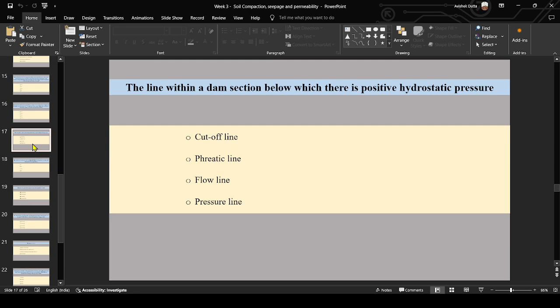I'll repeat the question. The line within a dam section below which there is positive hydrostatic pressure. The options are cutoff line, phreatic line, flow line, or pressure line. Okay. Next question.